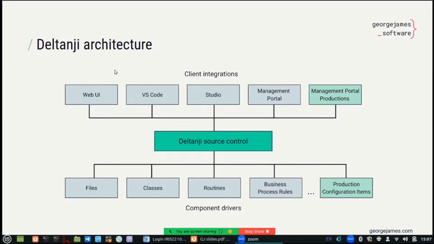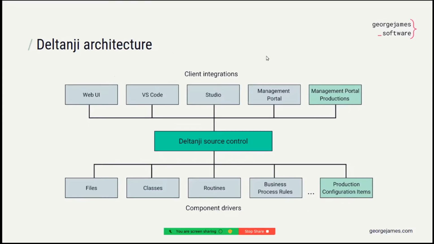I want to start by just recapping on the architecture of Deltanji. At its heart is our source control engine, which handles all the versioning and audit trail and so on of the items you're managing. It's also where the workflow component is integrated, and that's the bit that you define using transfer routes to say what is allowed to be moved from where to where. So that's the core of Deltanji in the center.